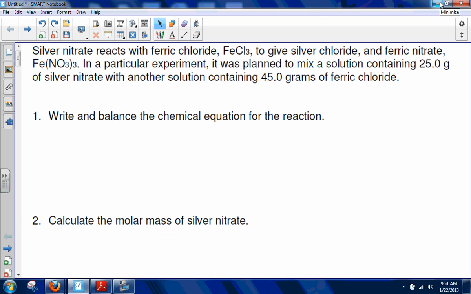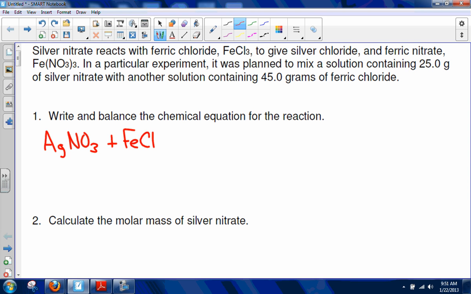Okay, so silver nitrate reacts with ferric chloride. So silver is Ag, nitrate is NO3. It reacts with ferric chloride to produce, or to give, silver chloride and ferric nitrate.